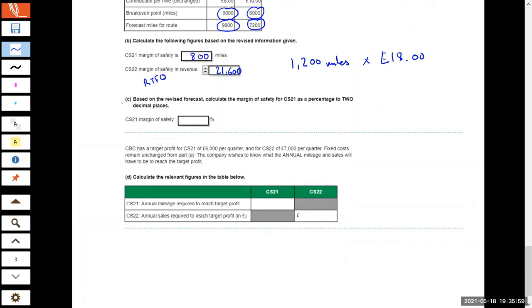Based on the revised forecast, calculate the margin of safety for CS21 as a percentage to 2 decimal places. So this one is a little bit harder, but I'll go through this with you. Okay. Oh, look at that. Elna's just got in there straight with it. Easy for her. Brilliant.